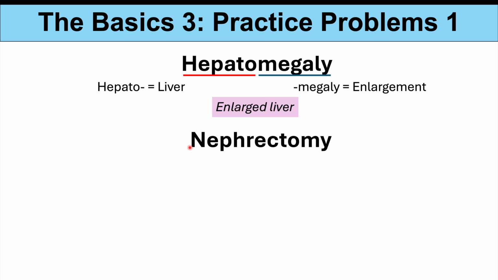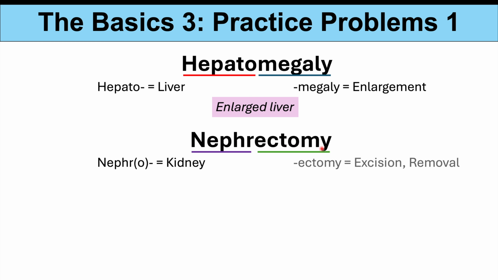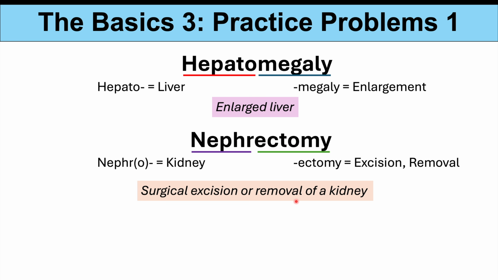The second medical term is nephrectomy. So again, we're going to look at the first part of the word, neph. So this is a root that indicates kidney. So you can think of a nephrologist, a doctor who specializes in kidney health. And then we're going to look at the suffix. The suffix is ectomy, and ectomy means excision or removal. So if we put this together, nephrectomy means a surgical excision or removal of a kidney.